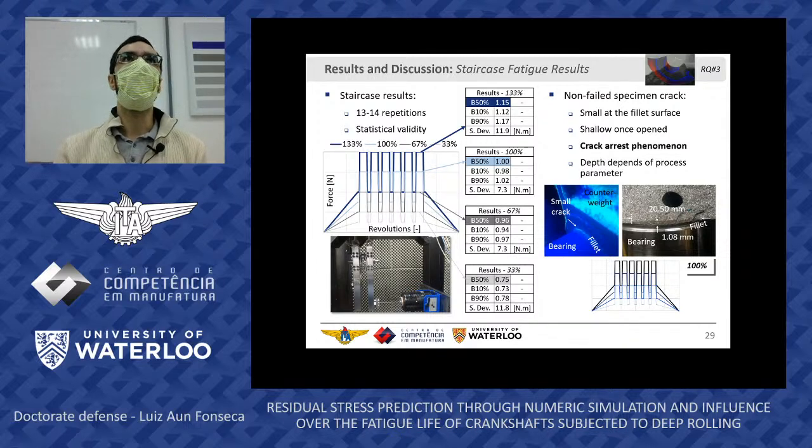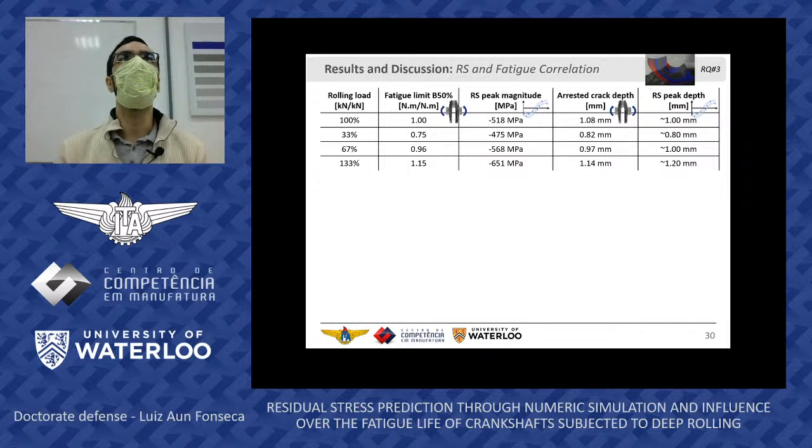I guess this table here summarizes everything, so I'm going to break this down. First, we can see that the fatigue limit and the residual stress peak magnitude are closely related, as we got here. When we doubled the force from 33% to 67%, we got approximately a 20% fatigue increase.